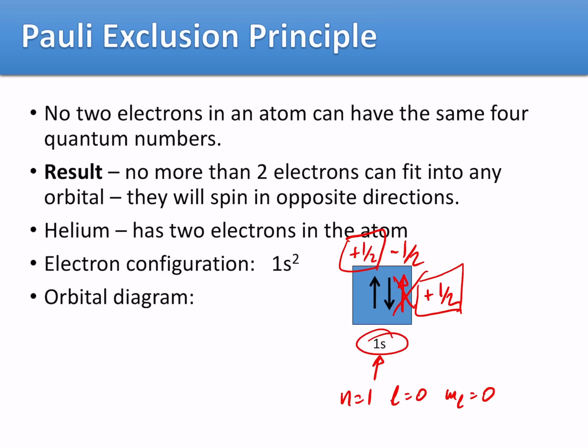And that is what we know as the Pauli exclusion principle. The simplest way to express it is that no two electrons can have the four quantum numbers the same. Okay, that's pretty simple.